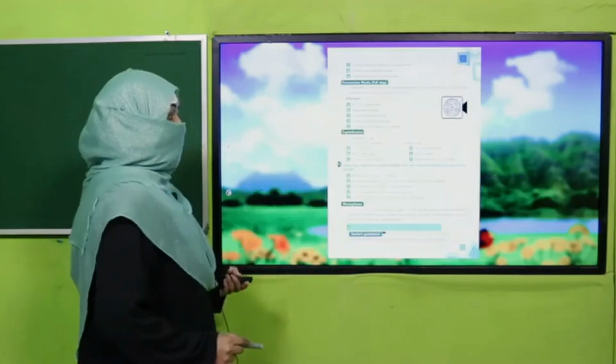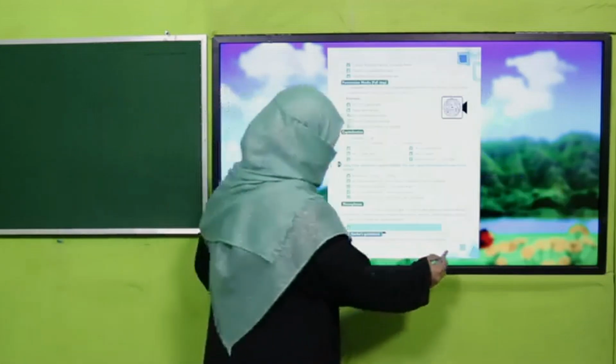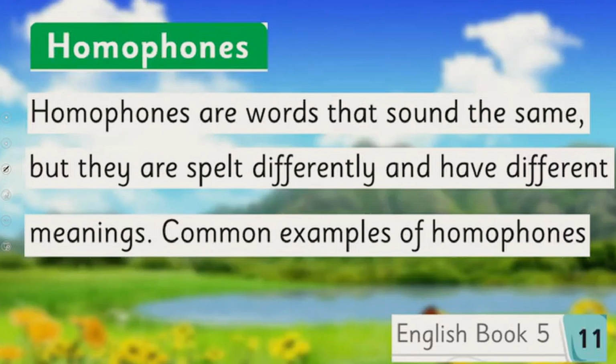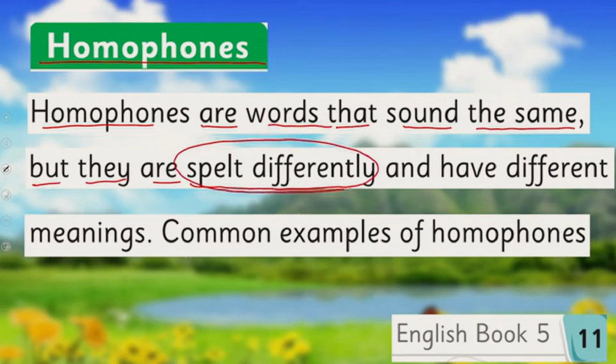So let's see what your book says about it. Open your book on page number 11. First, there is homophones. Homophones are words that sound the same, but they are spelled differently. Their spellings are different and they have different meanings. They have different spellings and have different meanings as well.